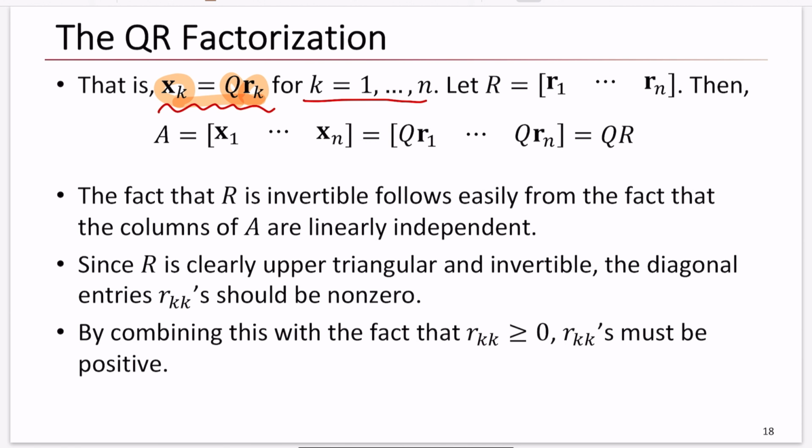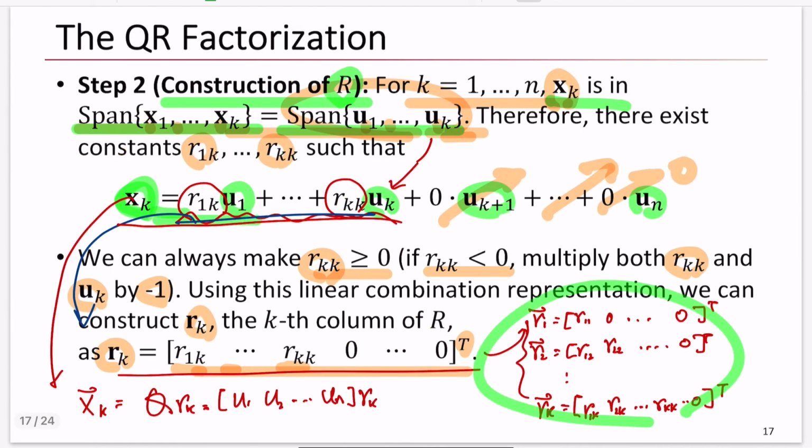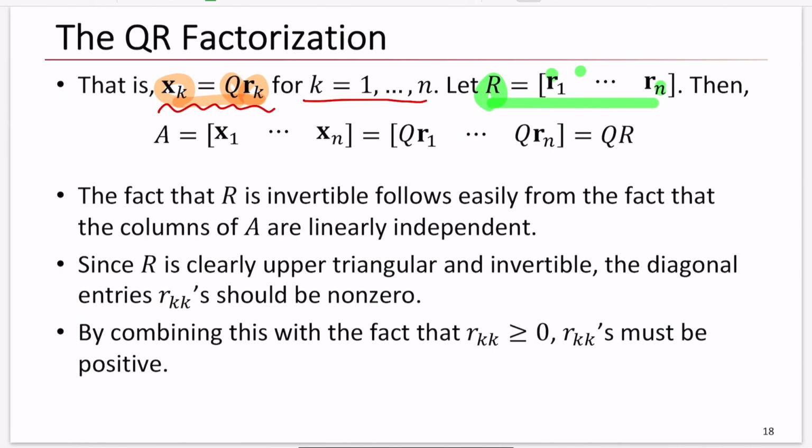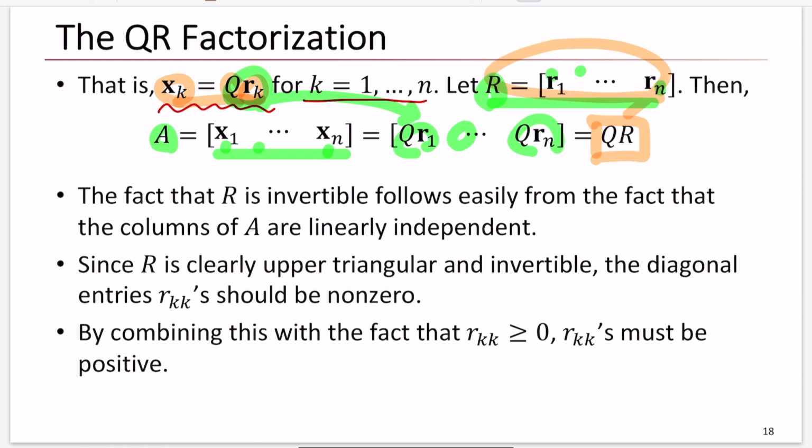Then we can set matrix R, consisting of the column vectors r1, r2, up to rn, which is defined like this. So in other words, matrix A consisting of x1, x2, up to xn can be represented by Q r1, Q r2, up to Q rn, which is equal to QR, where R is like that.